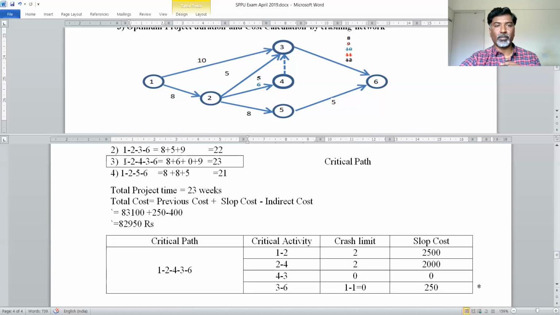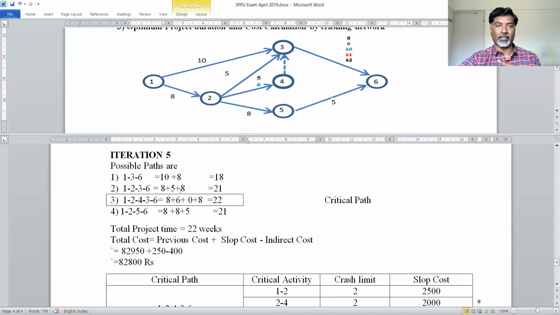So here the network critical path was 1 to 2, 2 to 4, 4 to 3, and 3 to 6. Critical activities you have to identify, and their crash limit you have to identify. So crash limit was 1. So still we have scope to crash this activity by 1 week, because the minimum slope value was 250. So we have to crash that activity by 1. Now the crash limit became 0. So I have crashed the activity and written the value required to complete the activity G from 3 to 6 is 8 weeks. Now next iteration.